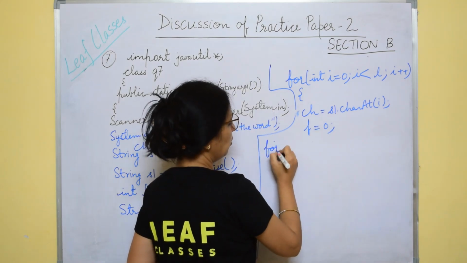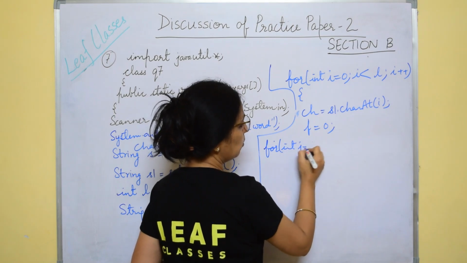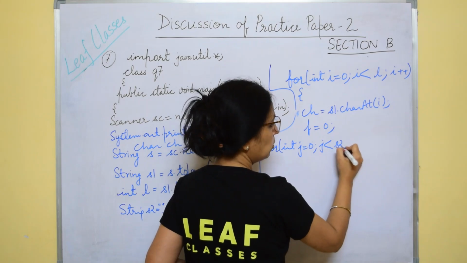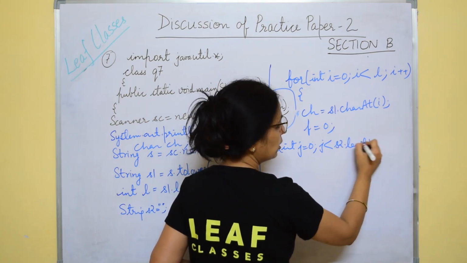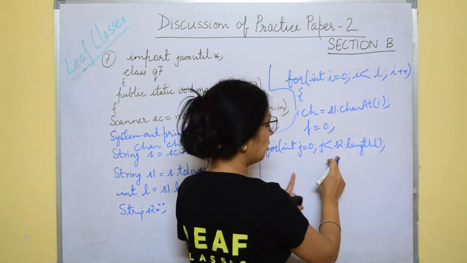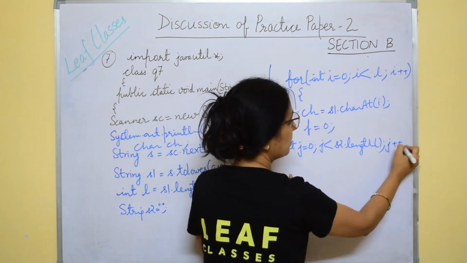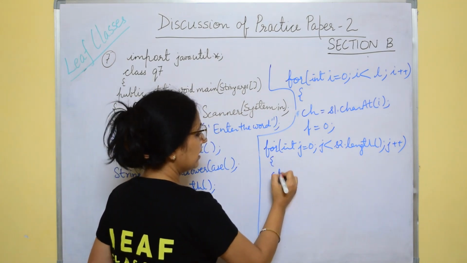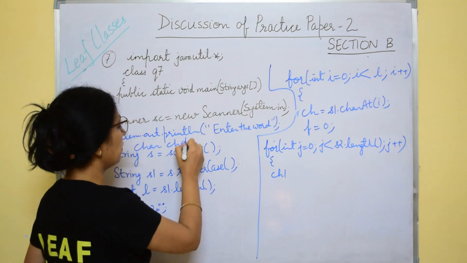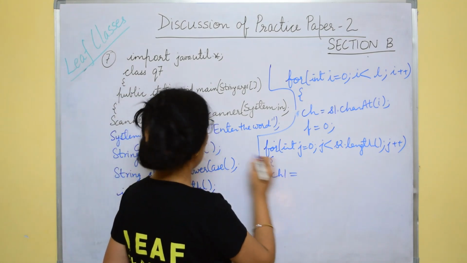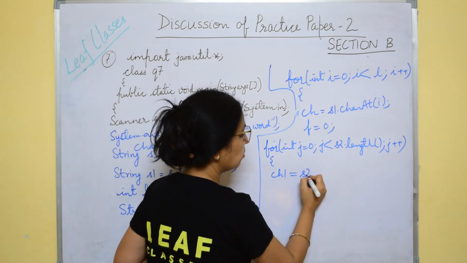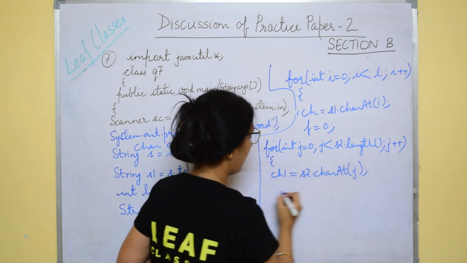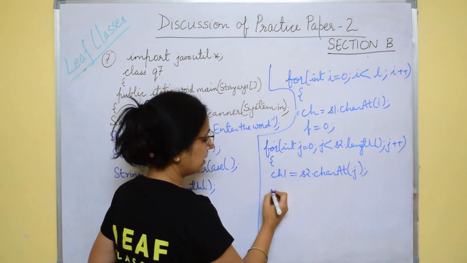Now we'll take another loop: for int j = 0; j < s2.length(). Length is the function which is used to find the length of the given string; j++. Now from the s2 string we'll extract the character, say in ch1, ch1 = s2.charAt(j). Now we'll compare ch and ch1.